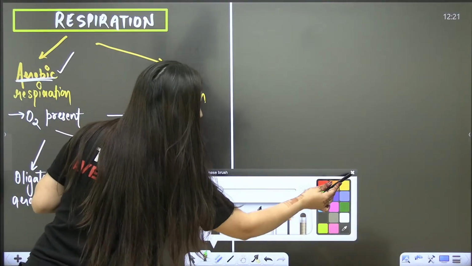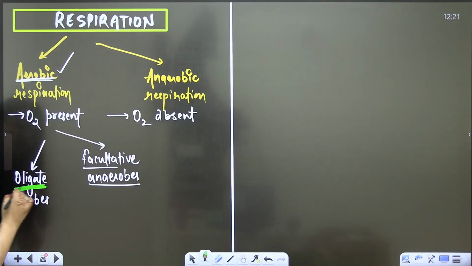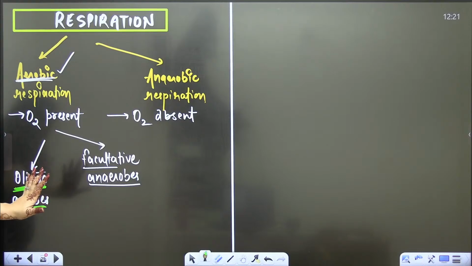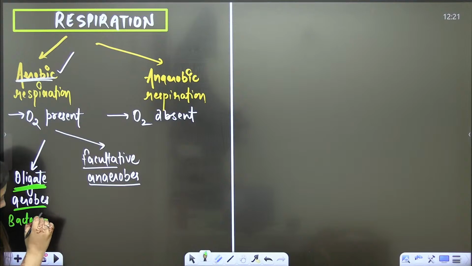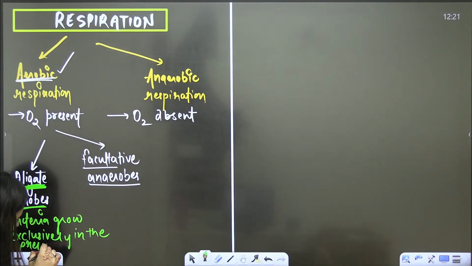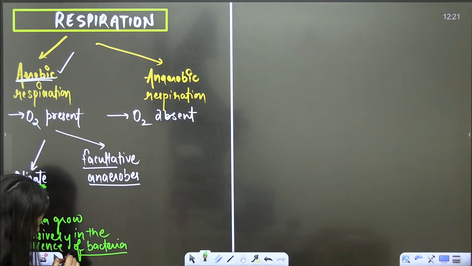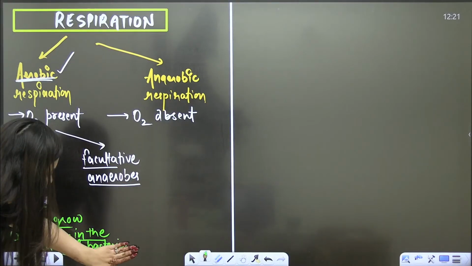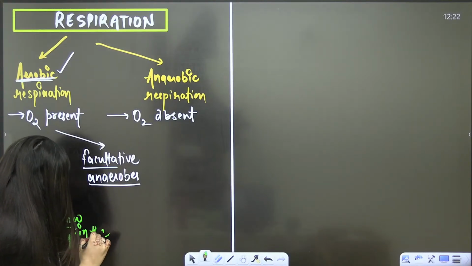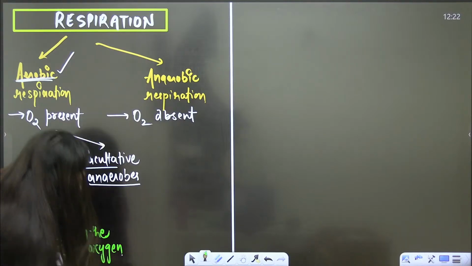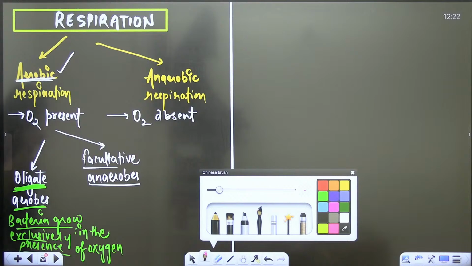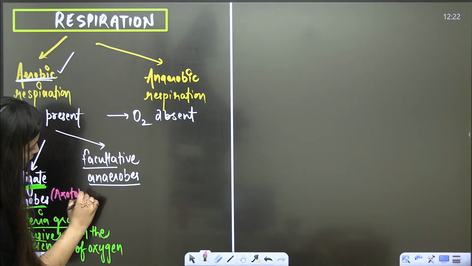Now, obligate, even in the bacteria we have discussed it. What is the meaning of obligate? Means obsessed. Obsessed for oxygen. It needs oxygen. If there is no oxygen, this bacteria cannot survive. So obligate aerobes grow exclusively in the presence of oxygen. It cannot survive without oxygen. For example, Azotobacter. I'm giving you one example, there are many.